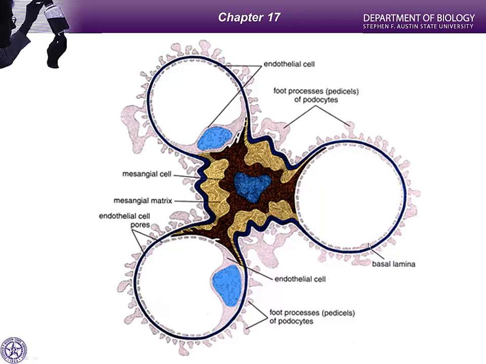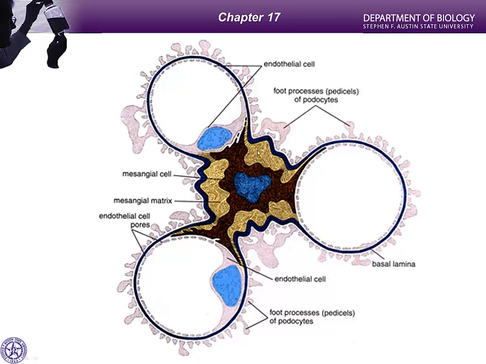So here we're looking at a cross-sectional cut through 3 capillary loops of our glomerulus. And you can see on the inside, they're showing the endothelial cells with these holes in them. Those are our fenestrations, or the pores that are present. This dark line, that's going to be our basal lamina. And then we've got our visceral layer of podocytes on the outside, and we'll get to those in just a minute.